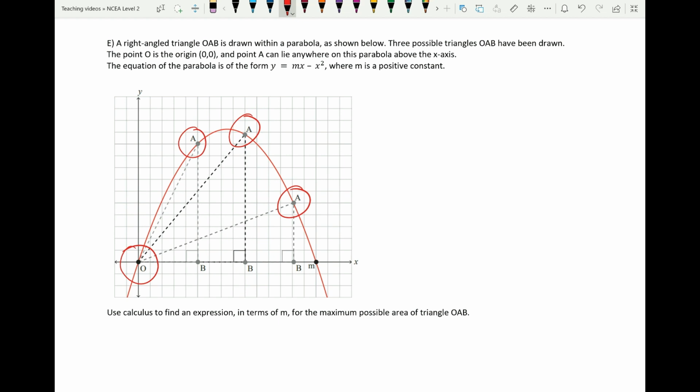The equation of the parabola is of the form y equals mx minus x squared, where m is a positive constant. Use calculus to find an expression in terms of m for the maximum possible area of the triangle OAB. So in terms of m just means our answer is going to have an m in it.